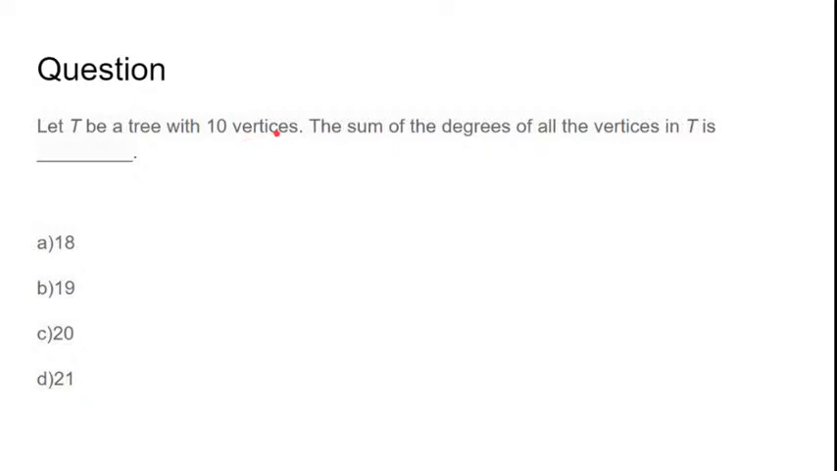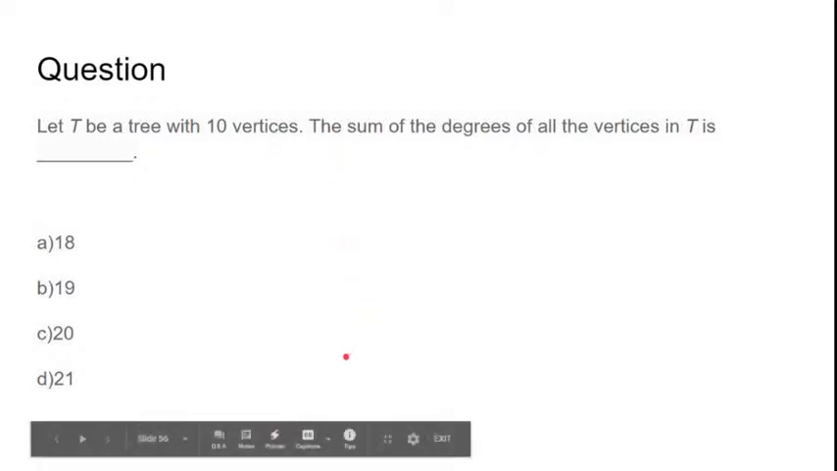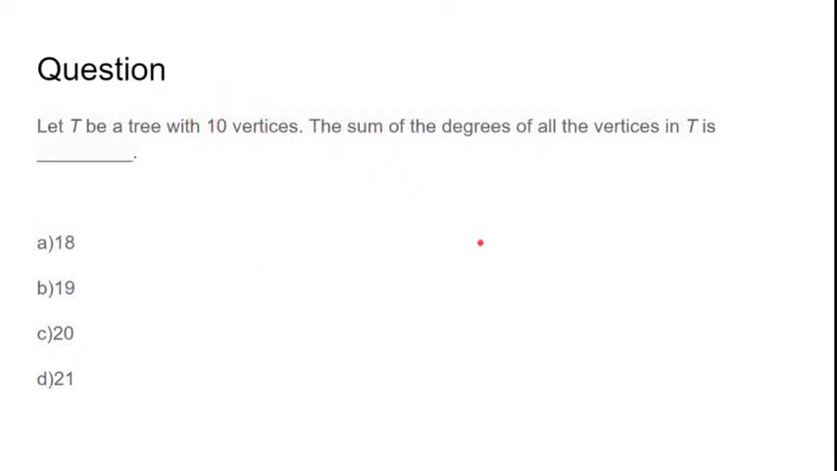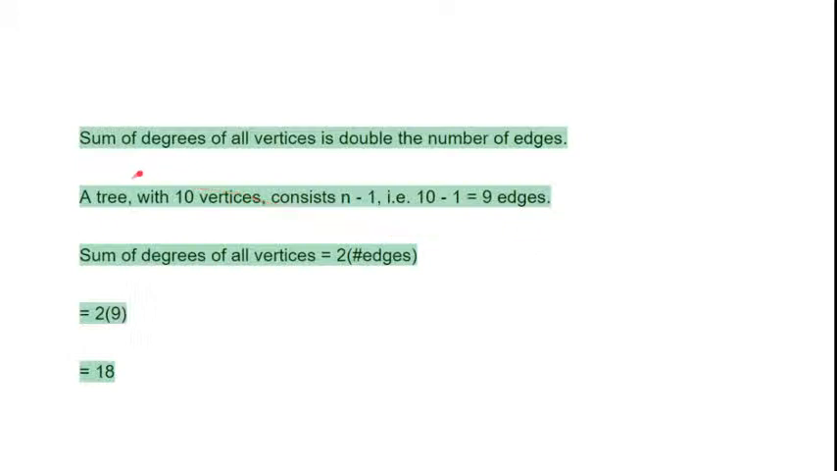Okay, so next question: let T be a tree with 10 vertices. The sum of the degree of all vertices in this particular T is 18. How? The sum of the degree of all the vertices is double the number of edges.